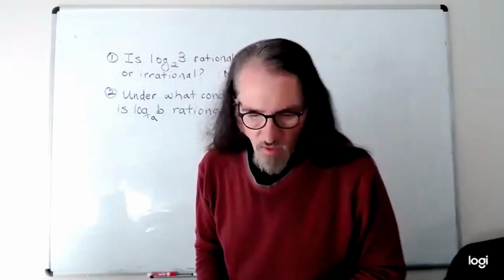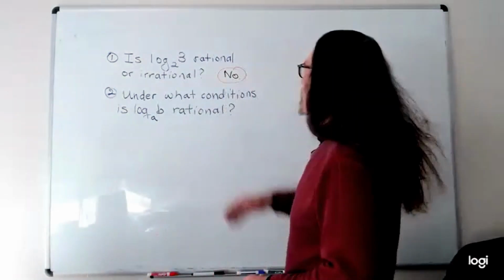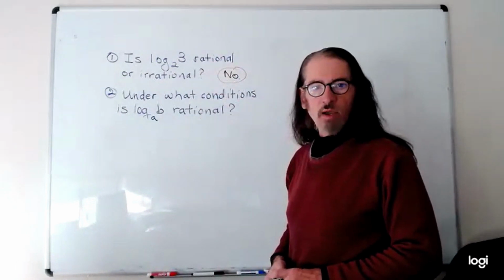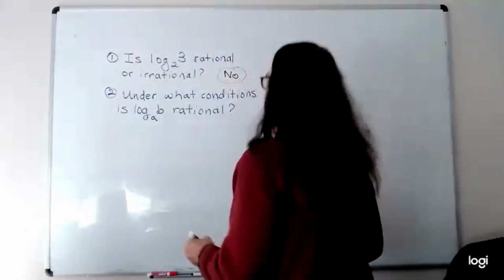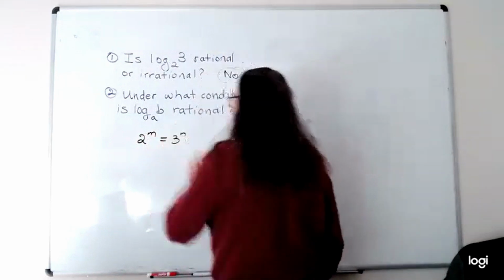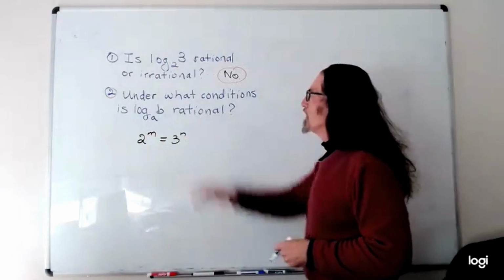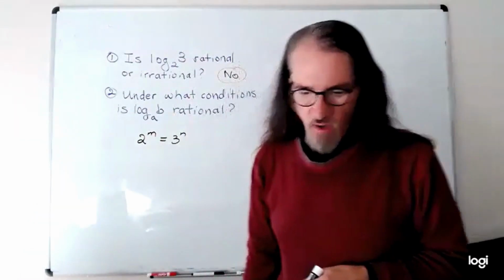So to address the second question, I want to talk about first how the first question was handled by the website at Texas A&M Galveston. And we had 2 to the m equals 3 to the n if the log of 3 base 2 was equal to m over n. And what they talked about was applying something known as Euclid's lemma.